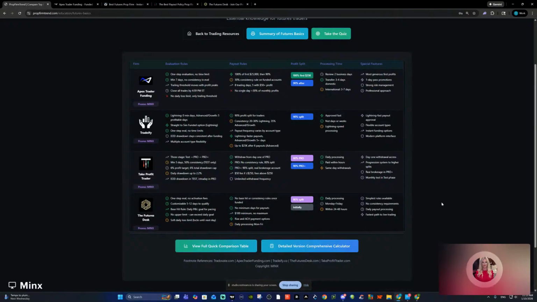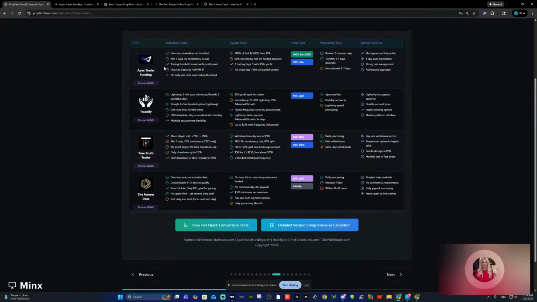So how do you pick out firms? There's many different ways, guys. So this here is just an example. You would look at the evaluation rules, how long it takes to pass. Right now, Apex is 1 day to pass. There's no consistency. So if you hit your target of $3,000 today, tonight you would get an email saying, hey, you passed your account, you pay for an activation fee, and the next day you start to trade with the funded account.